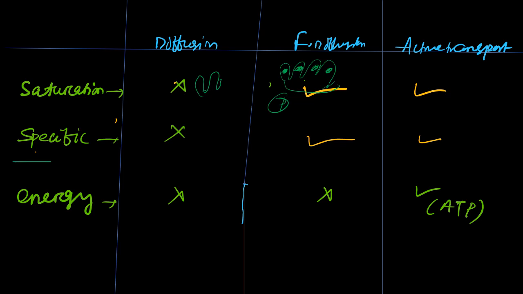And next is specificity. The molecule bound in facilitated diffusion is very specific, and active transport is also specific, but diffusion is not specific because it does not contain any protein. So this is the overall discussion of the parameters.